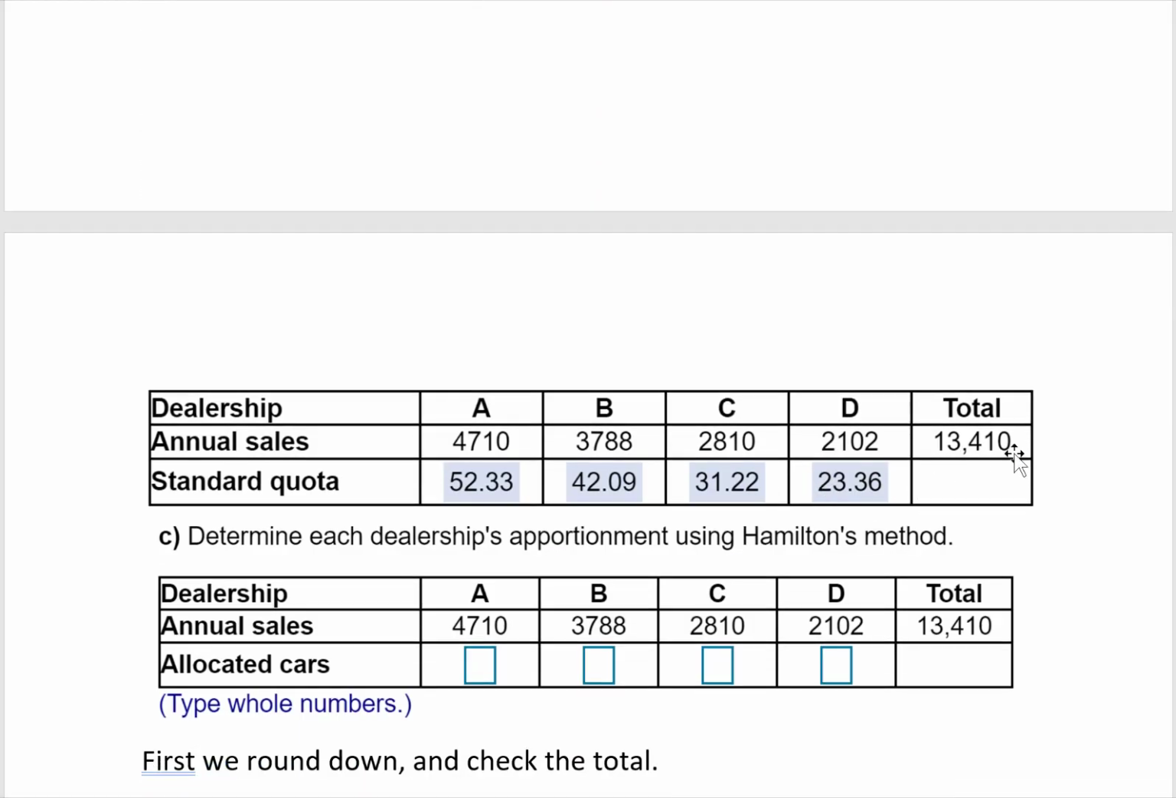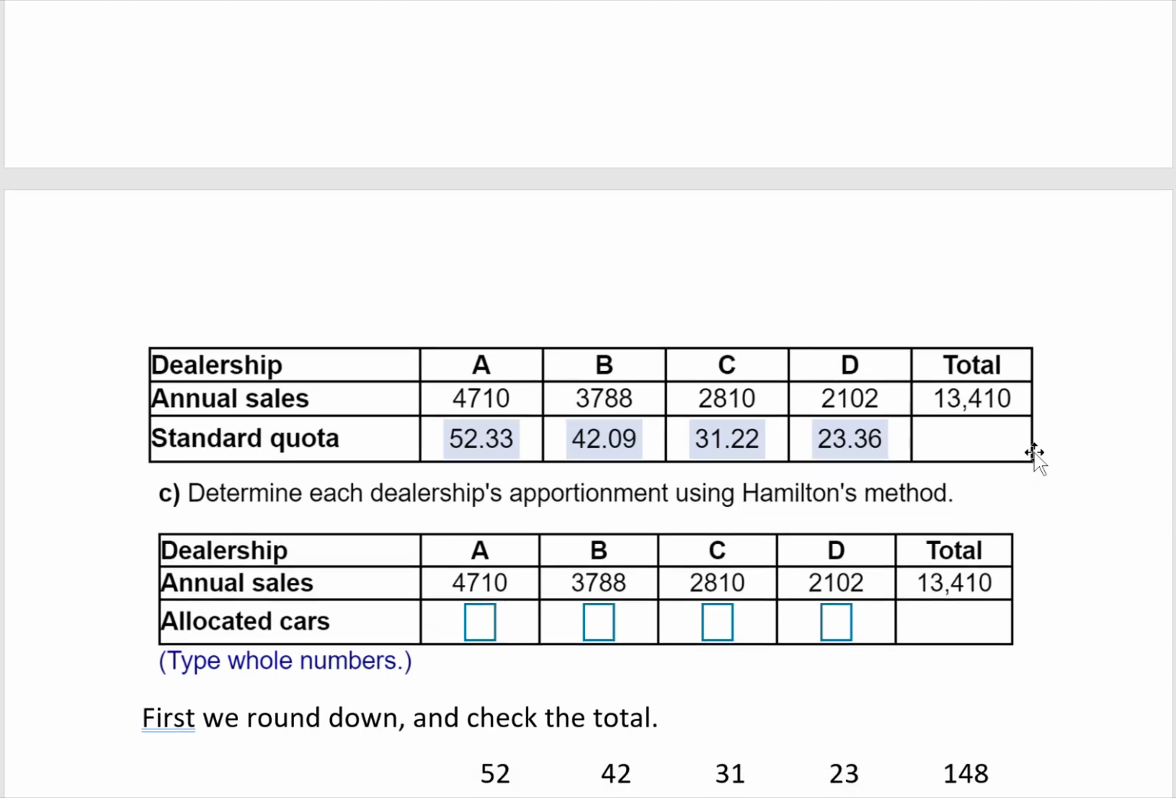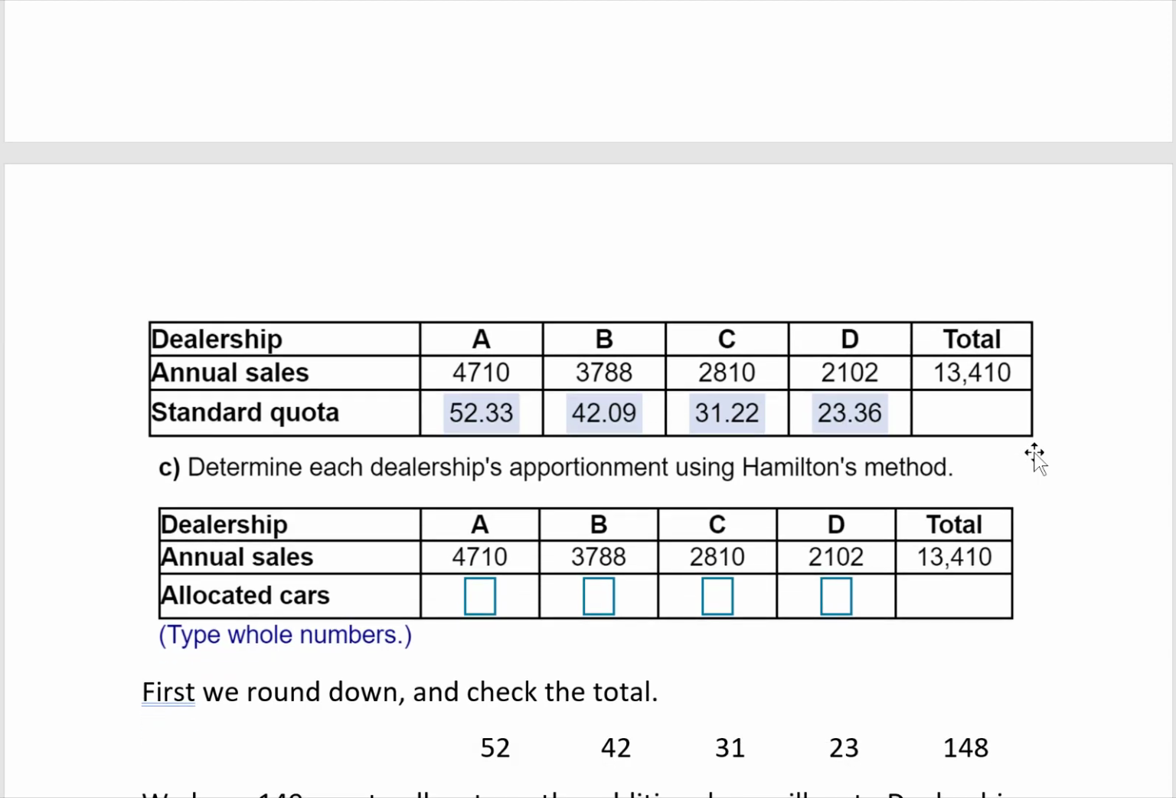Now determine the apportionment using Hamilton's method. What we do in Hamilton's method is we round down and we check the total. So for dealership A, we would round down to 52. For dealership B, we would round down to 42. Dealership C round down to 31, and dealership D round down to 23, and total those. And I see my total is 148, and I actually have 149 cars to allocate.